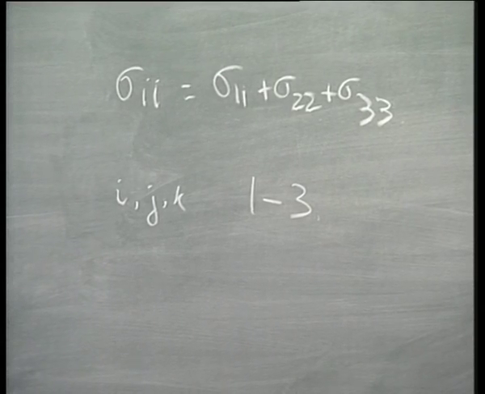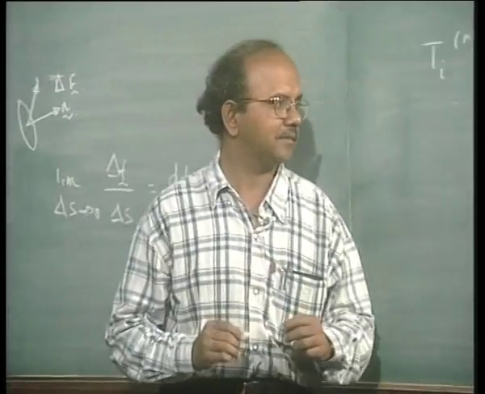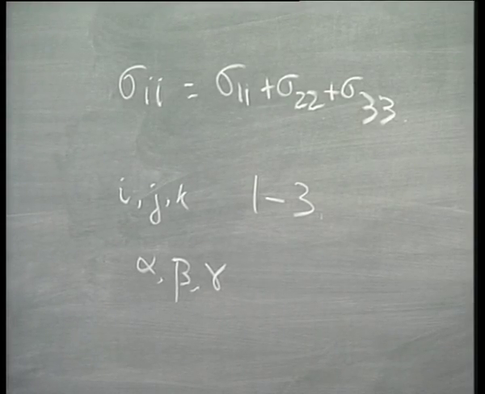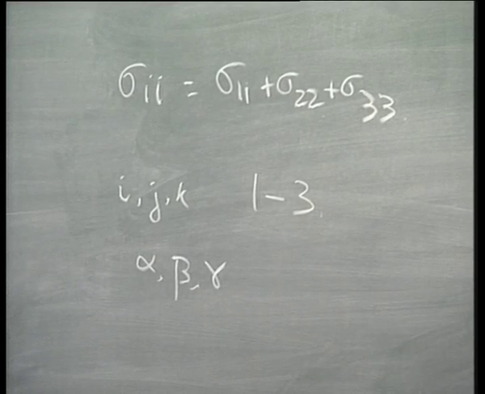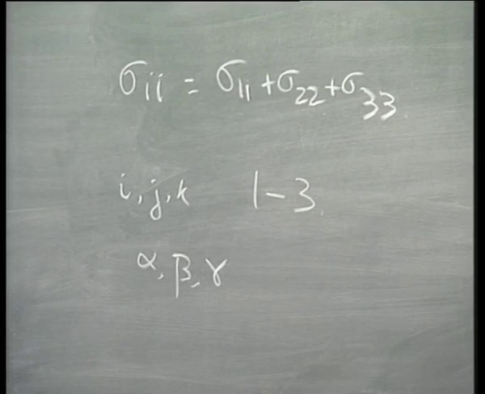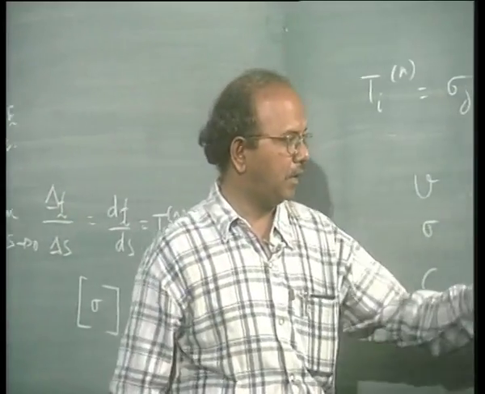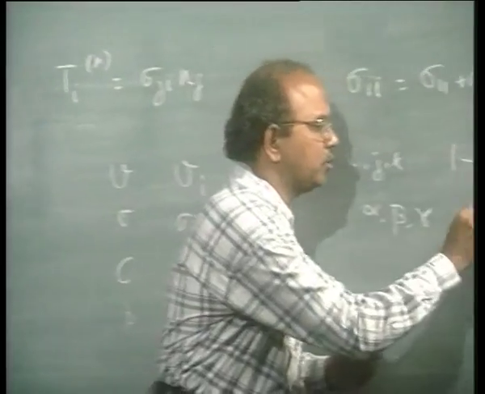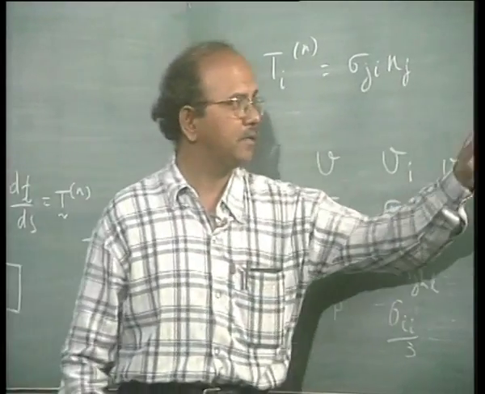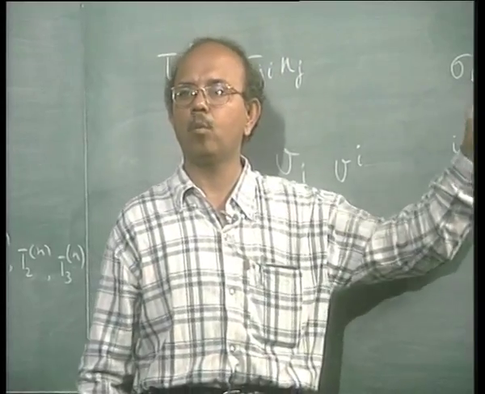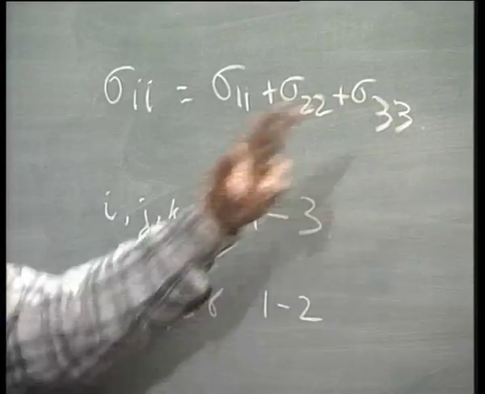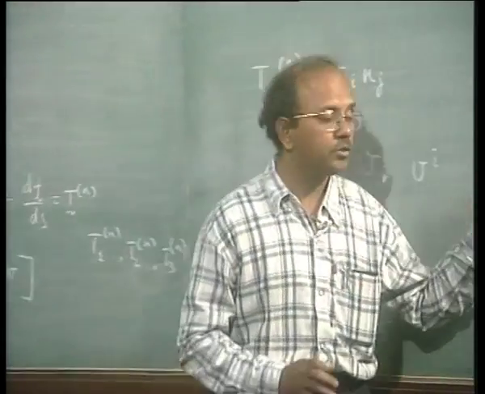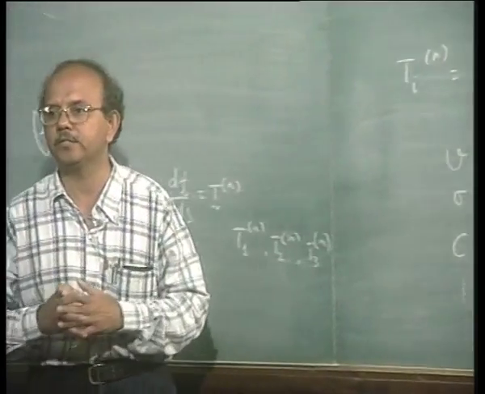You can also use for subscript what are called Greek letters. For example, I can use alpha, beta, gamma and so on. I can use, for example, sigma alpha alpha as a subscript, instead of i and j. When I use alpha, beta, gamma, my range is restricted to 2, or in other words, my range is 1 to 2. What does it mean? It means that sigma alpha alpha is sigma 11 plus sigma 22, that is all. Sigma 33 does not come into the picture. Only when I want the range to be 3, I use i, j and k. Is that clear? Any questions on it?